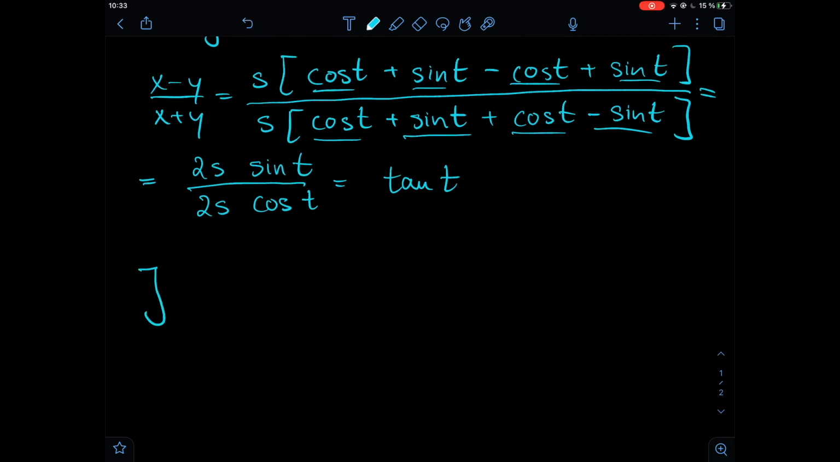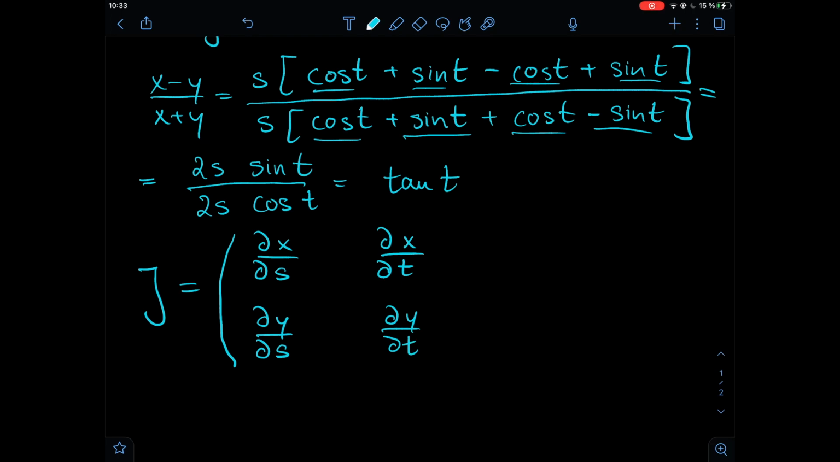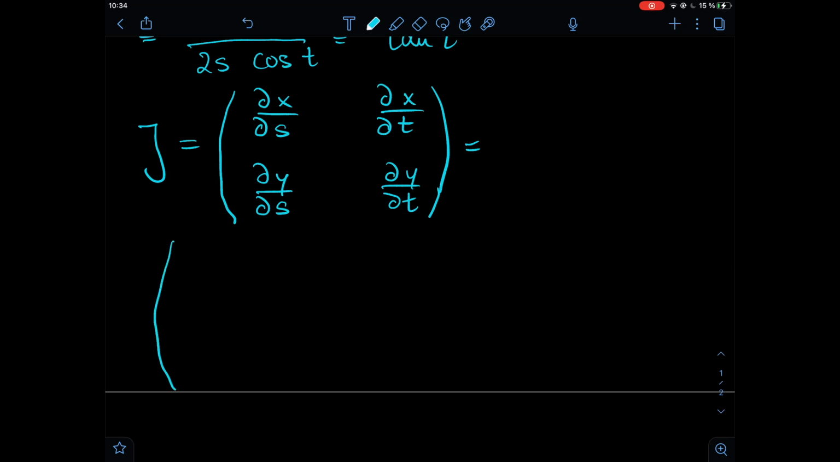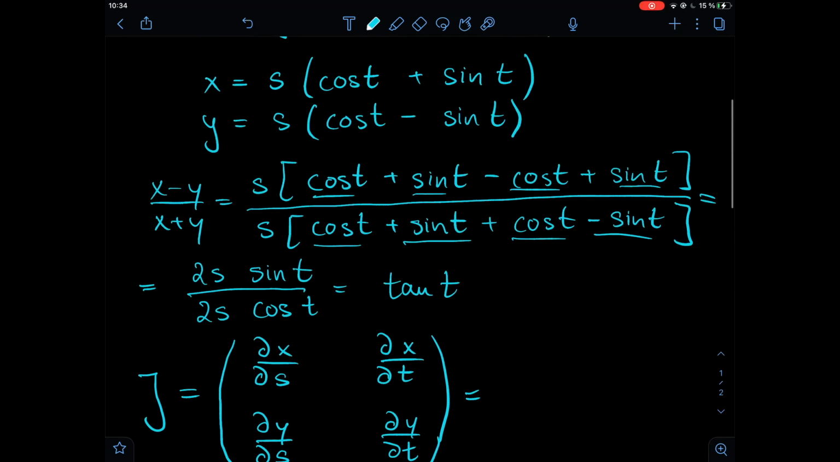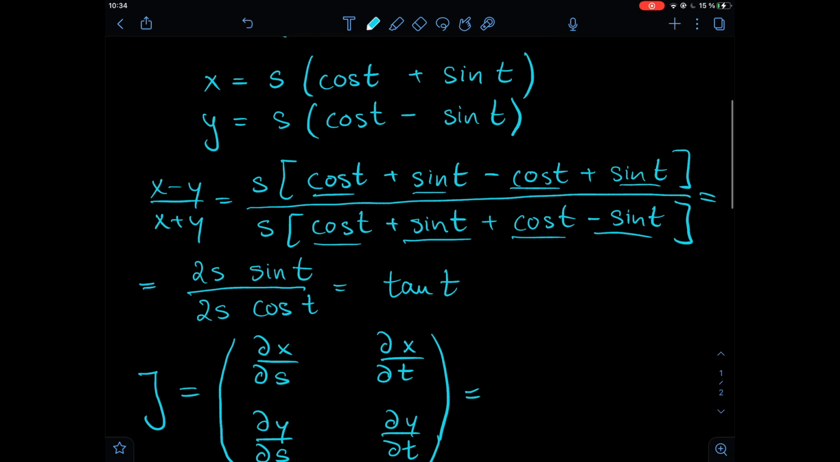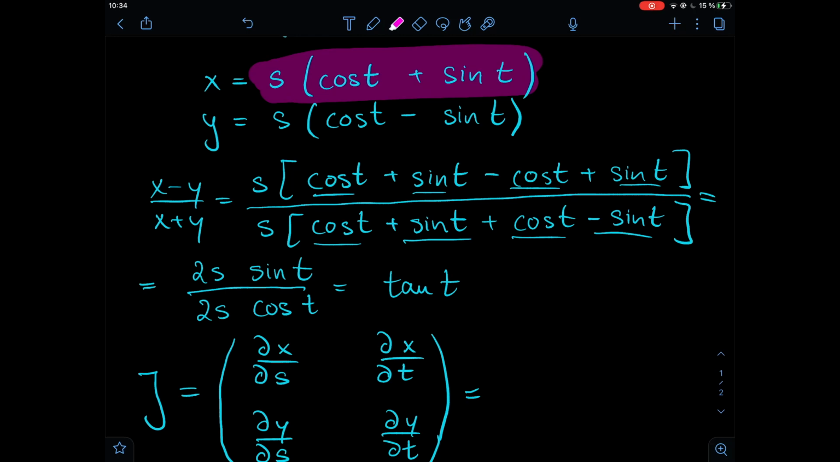determinant. So first take a look at how the Jacobian matrix looks in our case. In the first row we take the derivative of x with respect to s and the derivative of x with respect to t, and in the second row we take the derivative of y with respect to s and the derivative of y with respect to t. So if we plug our formulas in, we have x, which is s times (cosine t plus sine t), up here. The derivative of cosine is minus sine, the derivative of sine is cosine.